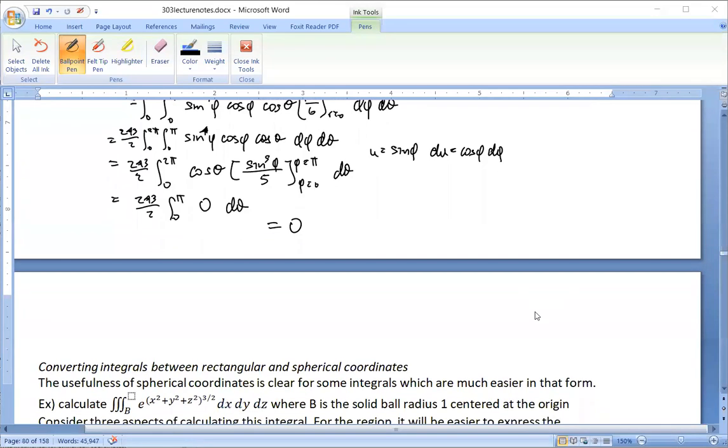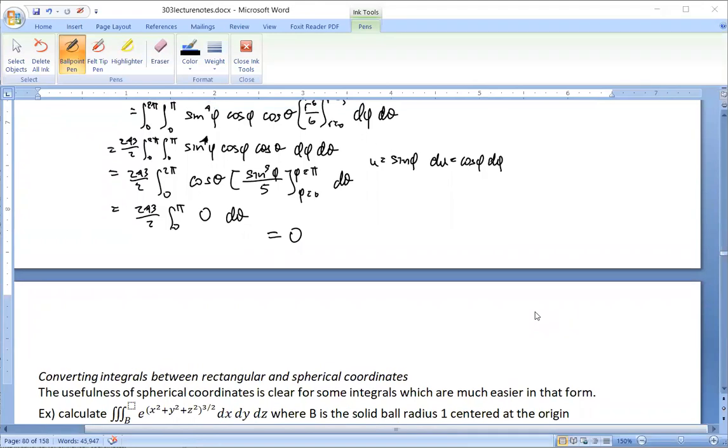Okay, so here's this question. Let's calculate the triple integral over some solid B of this function, e to the (x squared plus y squared plus z squared) to the 3/2, dx dy dz. And B is the solid ball, radius 1, centered at the origin.